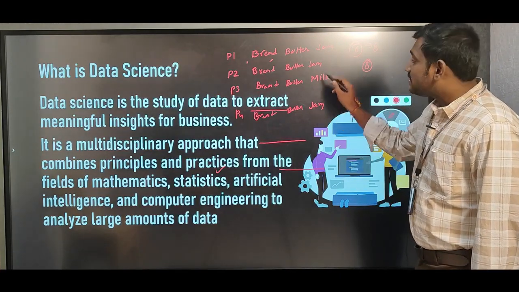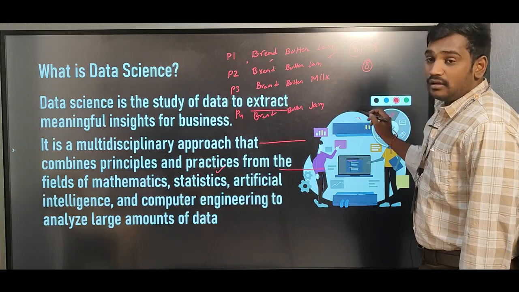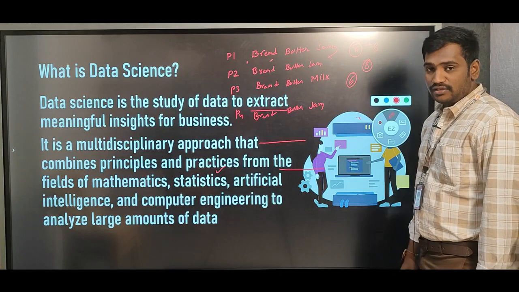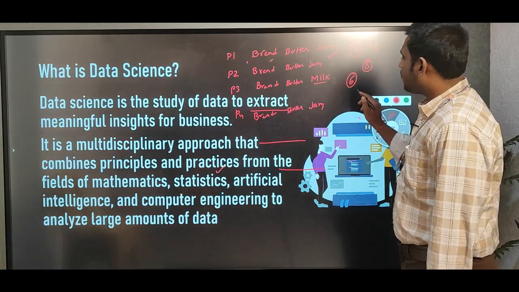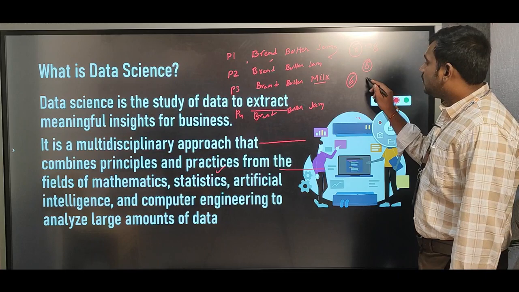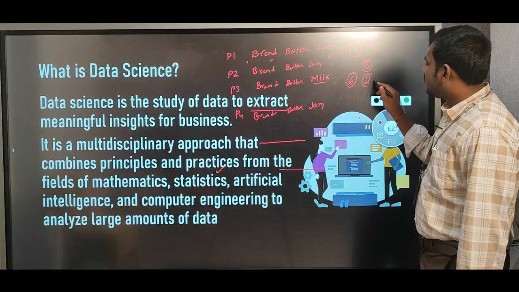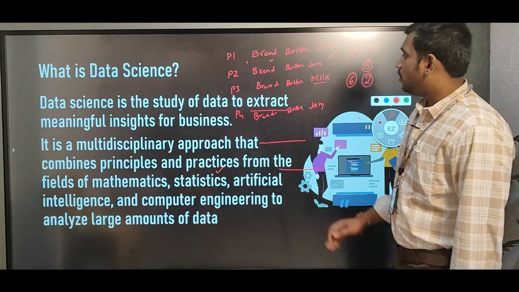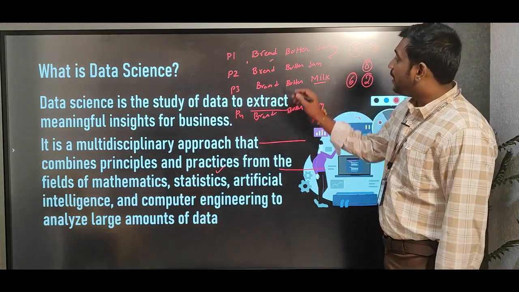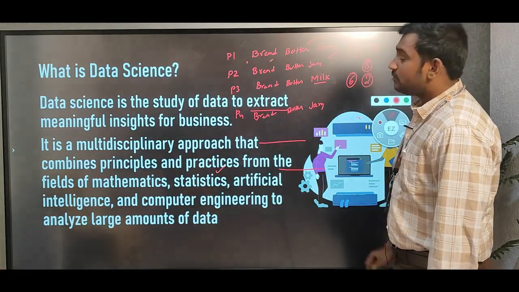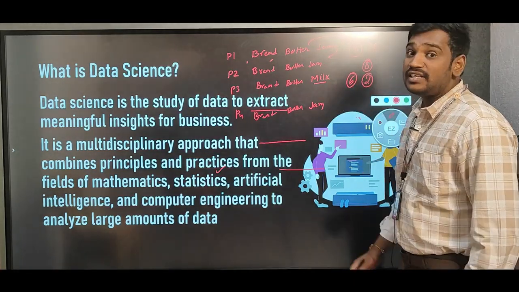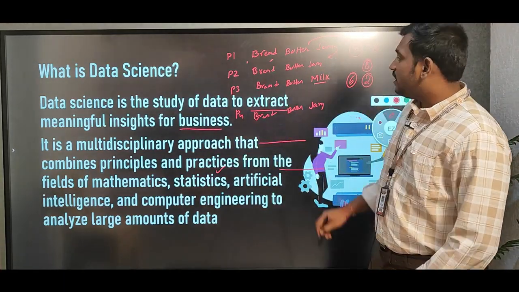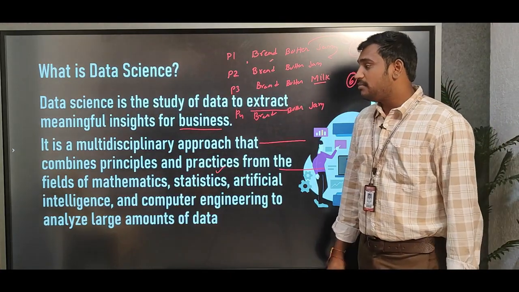For each 4 members, 3 members are purchasing jam packets. So you have to maintain 6 jam packets in your shop. For milk packets, for each 4 members, only 1 member is purchasing milk. So 2 is enough to maintain in your shop. So by using data you predict something. This is a meaningful insight which is used to enhance your business.